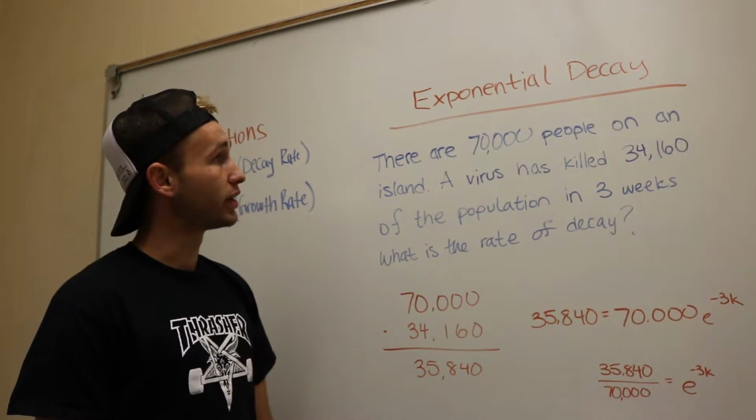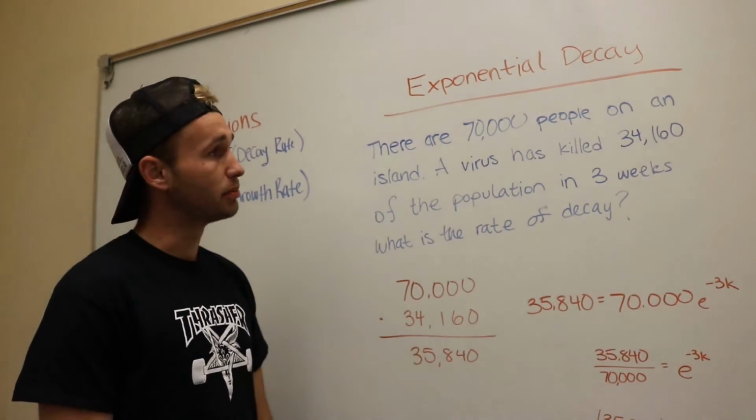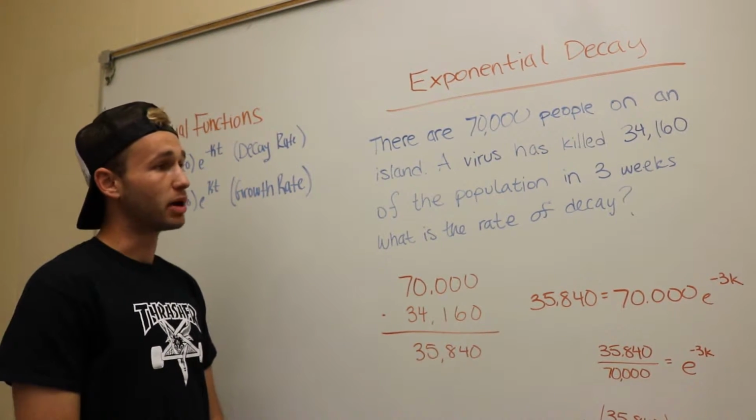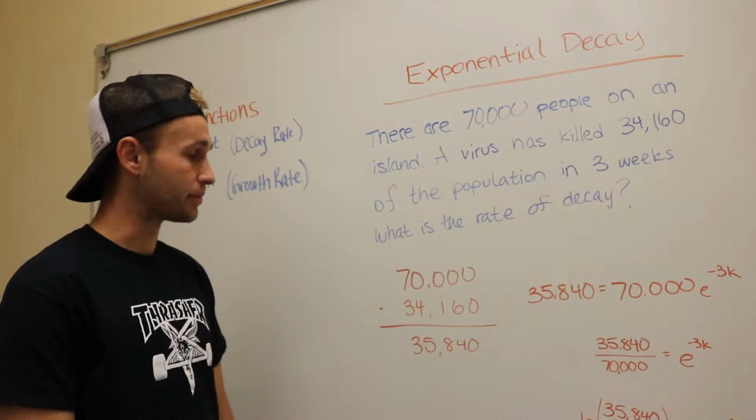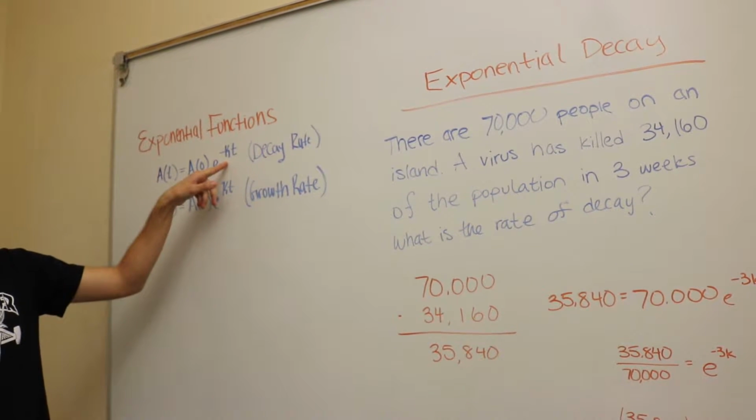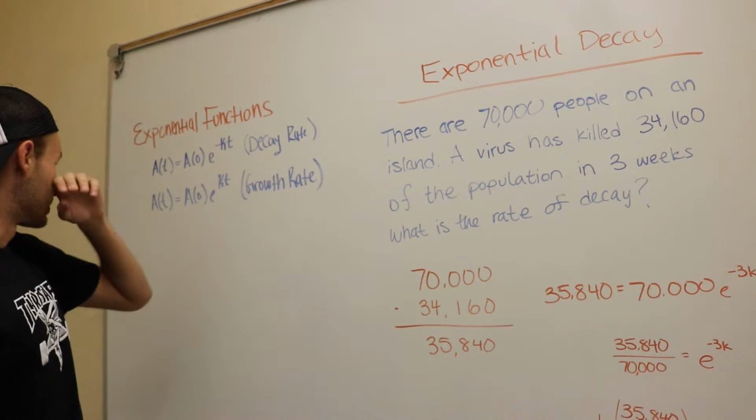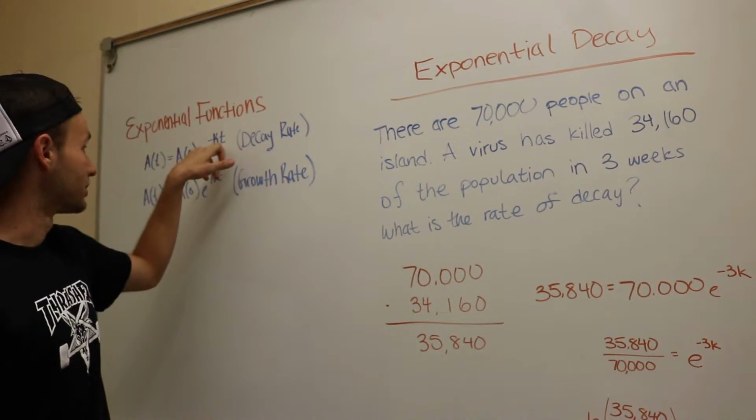Okay, so the problem we have right here is an exponential decay problem. It reads, there are 70,000 people on an island. A virus has killed 34,160 of the population in 3 weeks. What is the rate of decay? So what we'll be finding is the k constant in the equation A(t) = A0 e^(-kt).